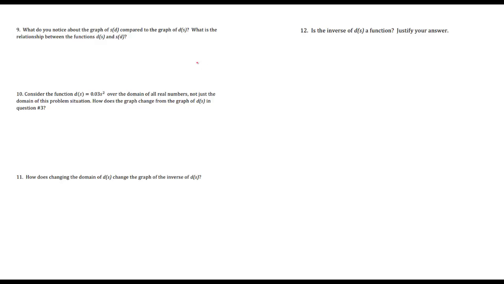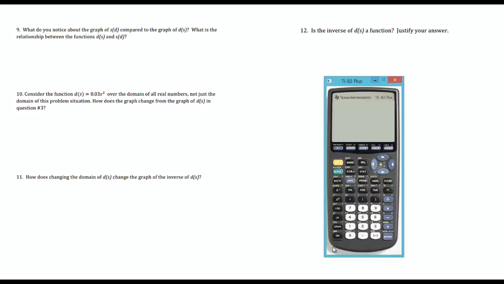Number 9 says, what do you notice about the graph of s of d compared to the graph of d of s? What is the relationship between the functions d of s and s of d? So to make it a little bit prettier, I went ahead and graphed these. I have my two equations in here, and I just did from 0 to 50 on both the x and the y-axis. And I get this right here.